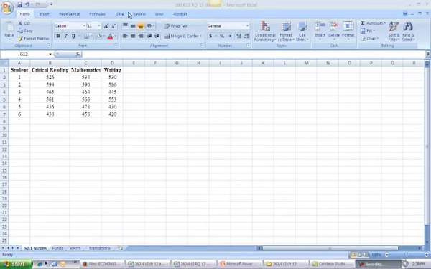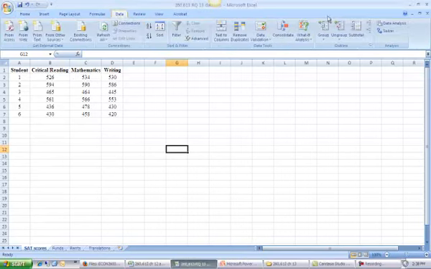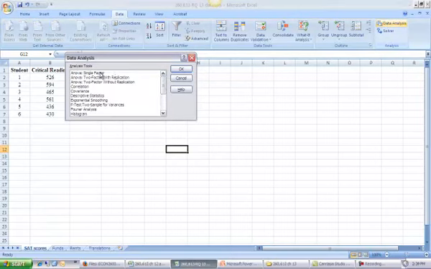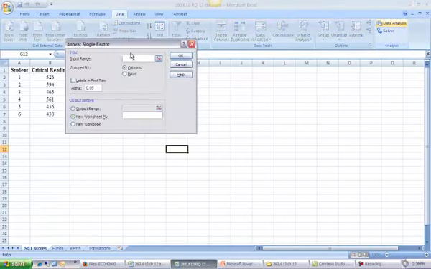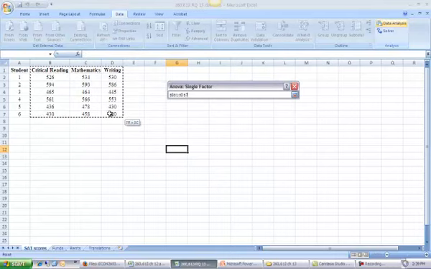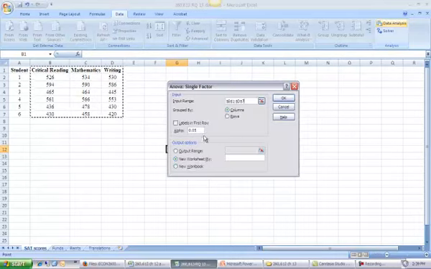So I'm going to go into data, data analysis, scroll up here, select single factor ANOVA, click OK. My input range, right here, are those scores. I do have labels in my first row. My data is grouped by columns.